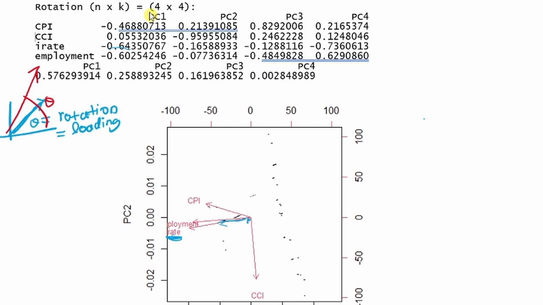Conversely, imagine that you were right here and you were walking this way. So you would not really be increasing PC1 by very much, right? So if you're walking along the CCI vector, you would be only increasing PC1 by 0.086. So that's how you can interpret the rotations just from looking at the biplot.